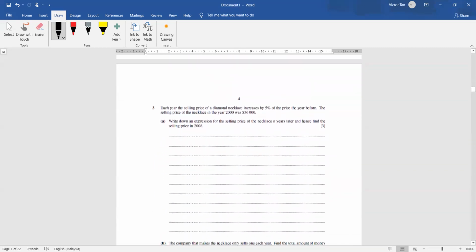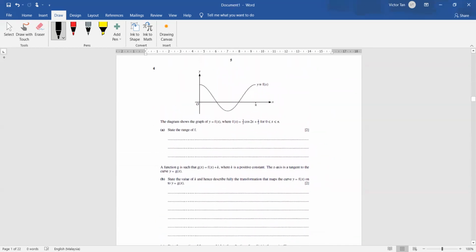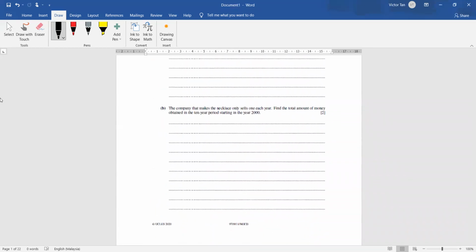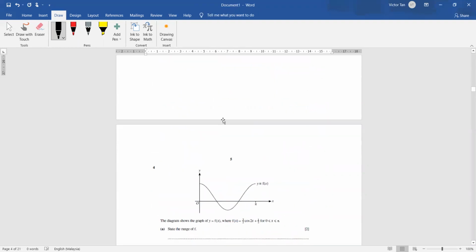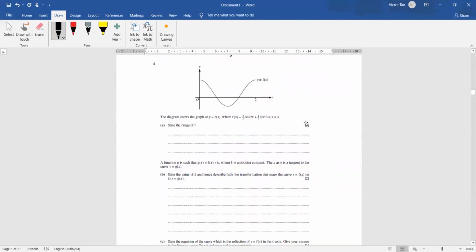Each year, the selling price of the diamond necklace. Oh, okay, same again. The diagram shows a graph of y equals f(x), where f(x) is 3/2 cos x plus half, between 0 and pi. State the range of f. So this will be the center point of the graph. The amplitude is 3/2. This is half. So plus 3/2 is 2, minus 3/2 is negative 1. Therefore, the range is between -1 and 2.